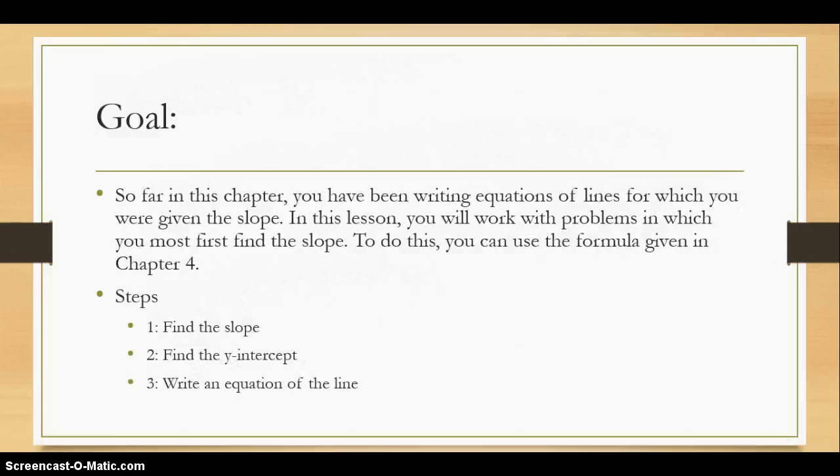Hi class, welcome to chapter 5.3, writing linear equations given 2 points. So in the first two sections, we've written equations of lines where we are given the slope. And in this lesson, you'll have to work to find that slope using our slope formula. So we know that our slope formula is y2 minus y1 over x2 minus x1. We're going to use that to find our slope, and then use that slope and one of the ordered pairs to find our y-intercept, then write it into the y equals mx plus b formula.